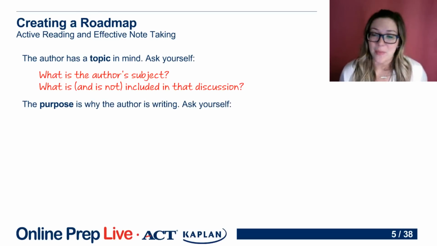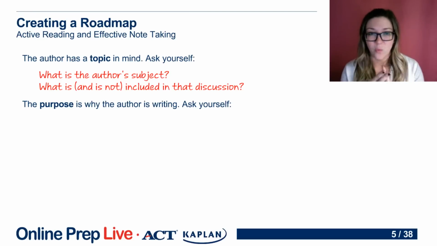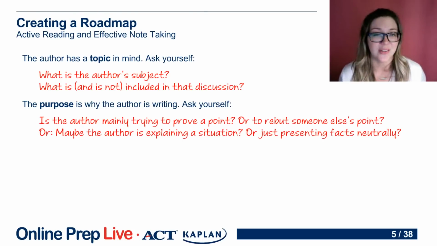We're also going to think about the purpose, okay? The purpose is why the author is writing it. So we have a topic, and then we have why. So is the author writing to argue? Is the author writing to explain? What is the author trying to do? So we're going to ask ourselves these types of questions.